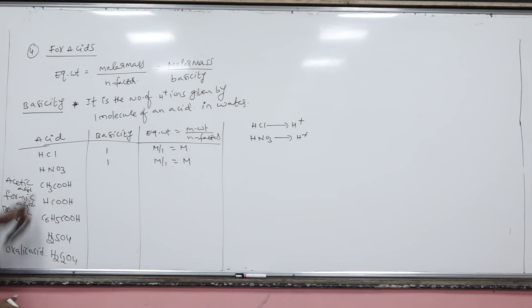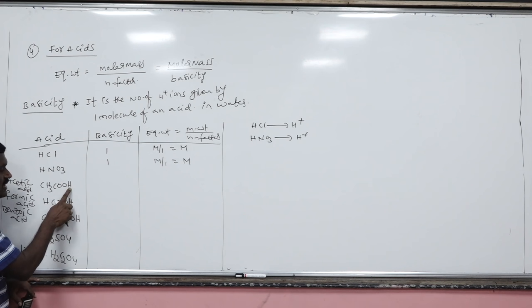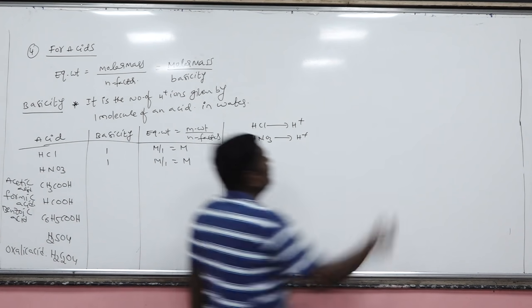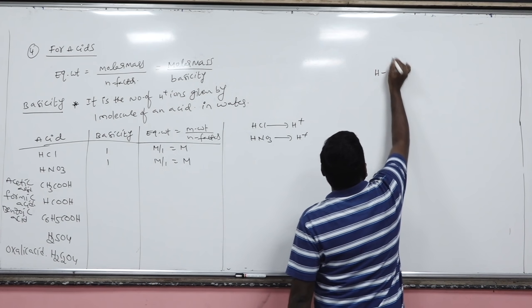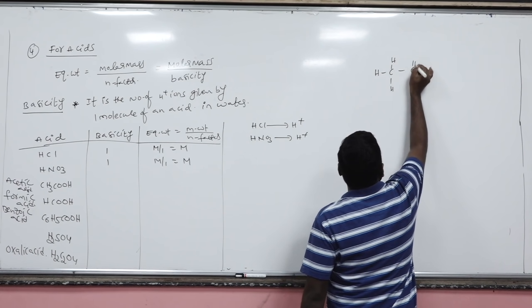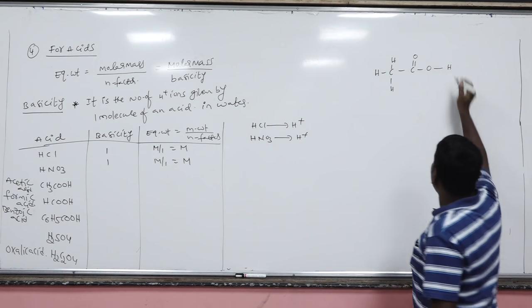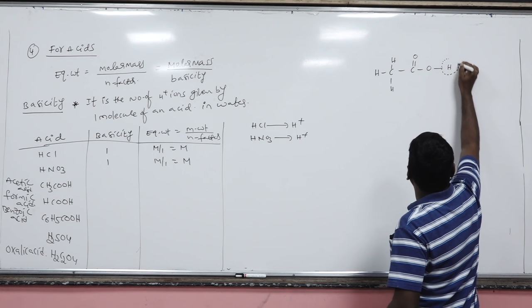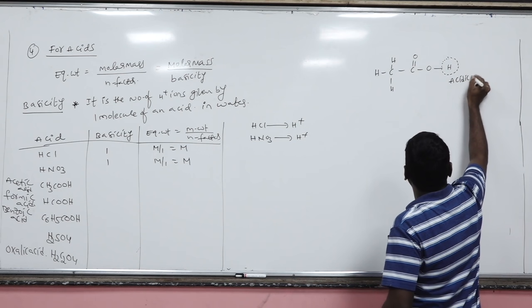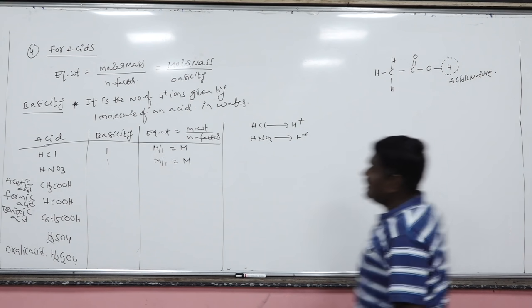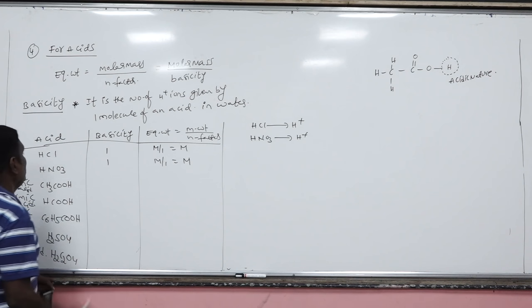Now come to acetic acid. How many hydrogens are ionizable in the form of H plus? Actually, we think there are a total of 4 hydrogens. But out of these 4 hydrogens, only the hydrogen attached to the more electronegative element, that is oxygen, is more acidic in nature. If you see the structure of acetic acid, CH3 C double bond O H, this is the Lewis structure of acetic acid. The hydrogen attached to the more electronegative oxygen is responsible for the acidic nature. So this is a monoacidic, monobasic acid.